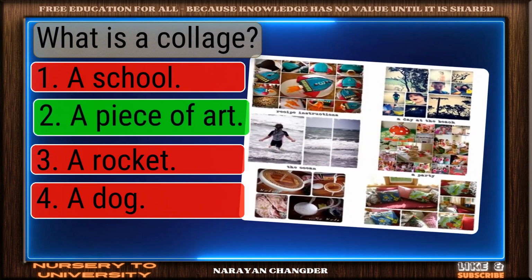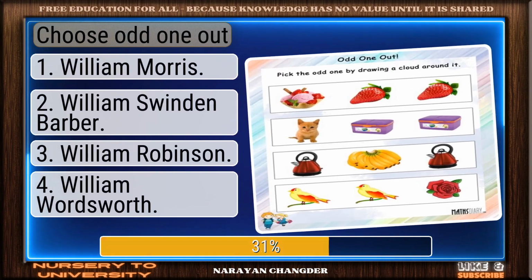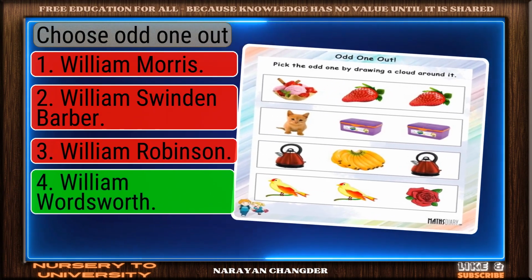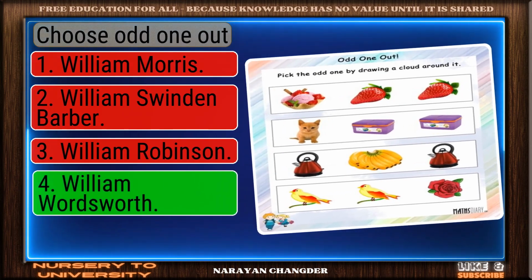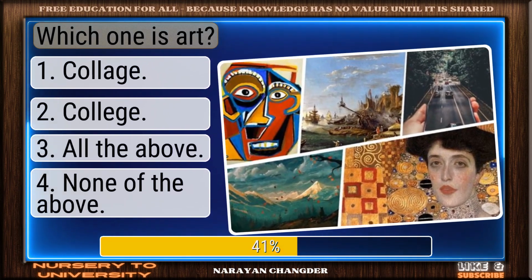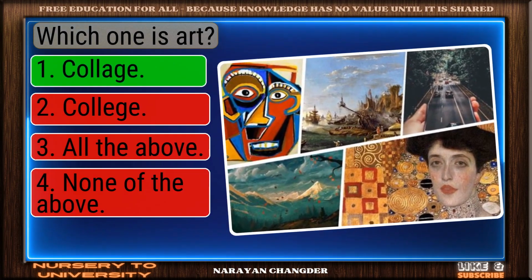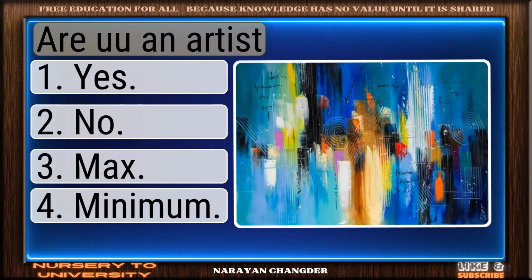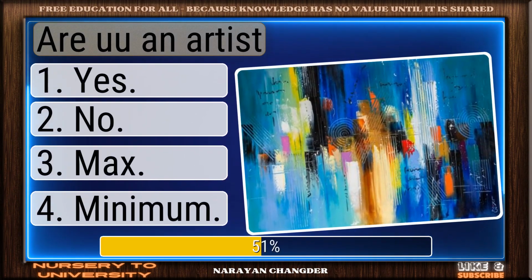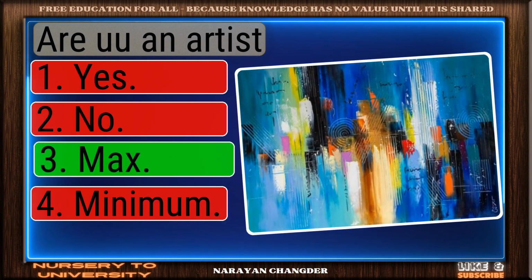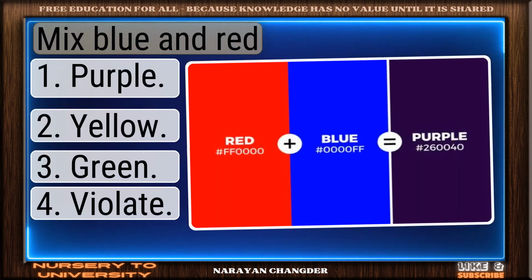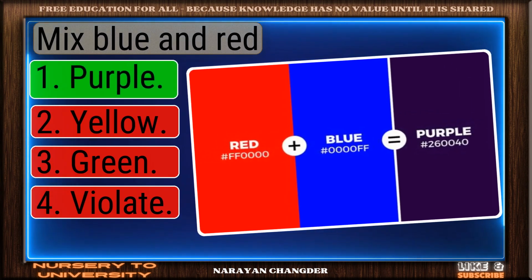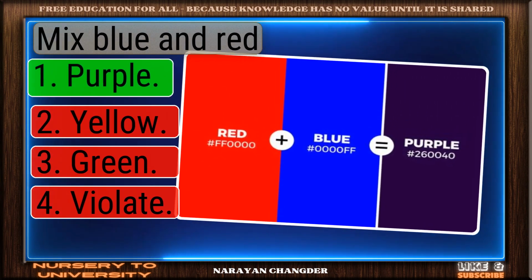And it is correct. Choose odd one out. Smart pick. William Wordsworth is the correct choice. Which one is art? Correct response. College is the most accurate answer. Are you an artist? Correct. Max is the right answer. Mix blue and red. Good job. Your answer, purple, works well here.